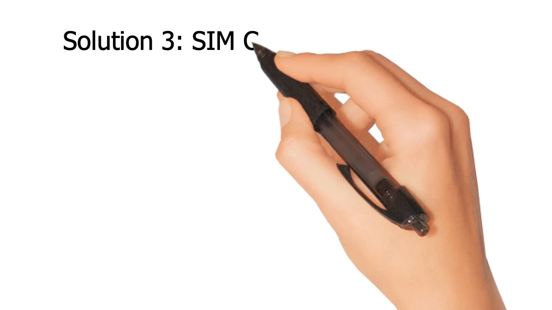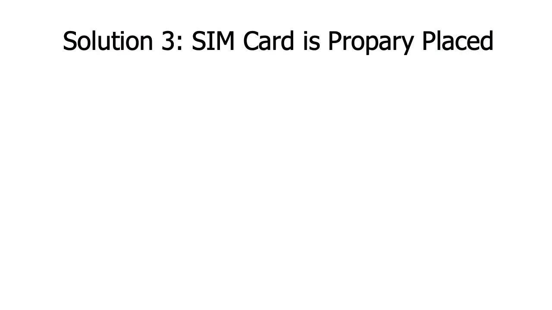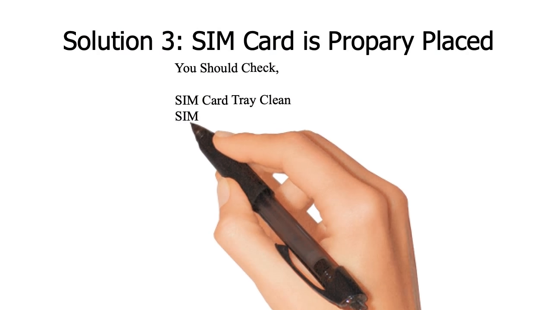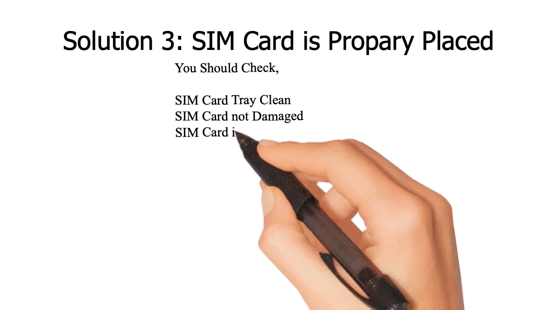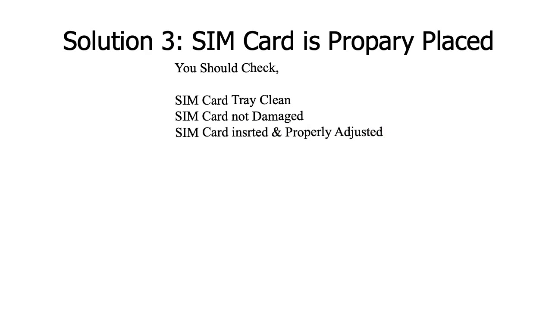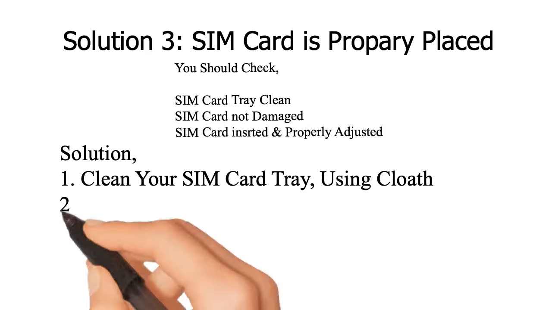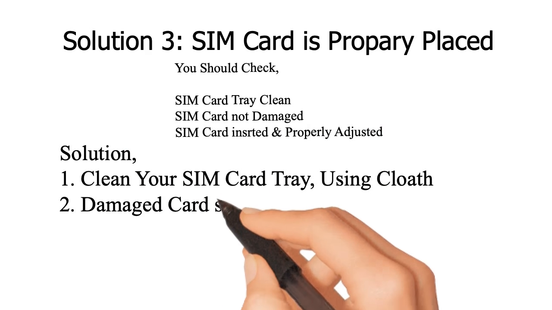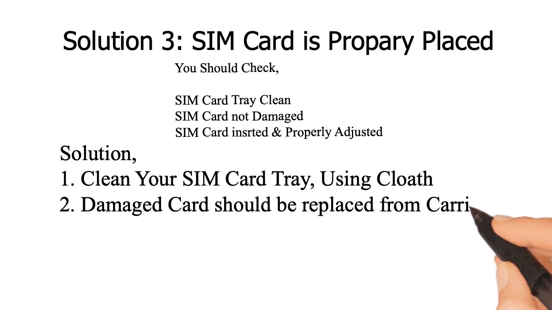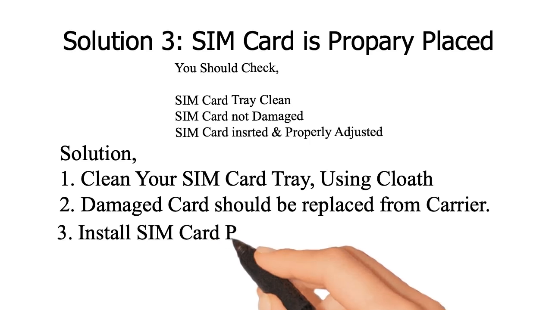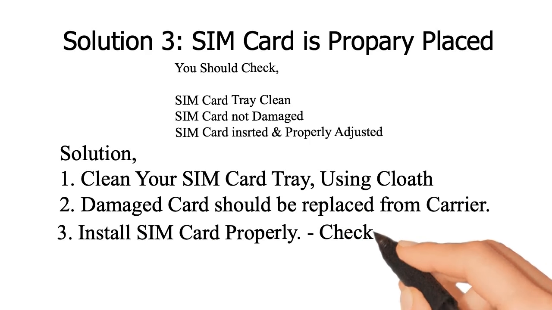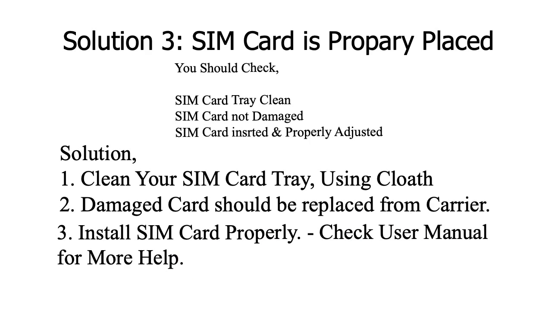Solution 3. Make sure the SIM card is properly placed. You should check that the SIM card tray is clean, the SIM card is not damaged, and the SIM card is inserted and properly adjusted. 1. Clean your SIM card tray using a cloth. 2. A damaged card should be replaced by your carrier. 3. Install the SIM card properly. Check the user manual for more help.